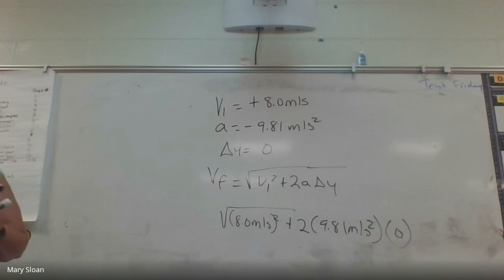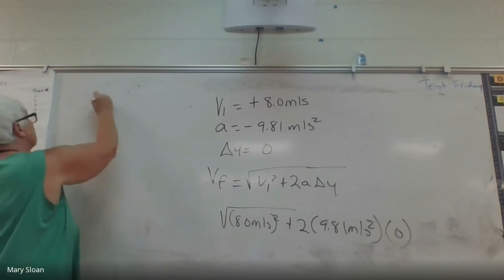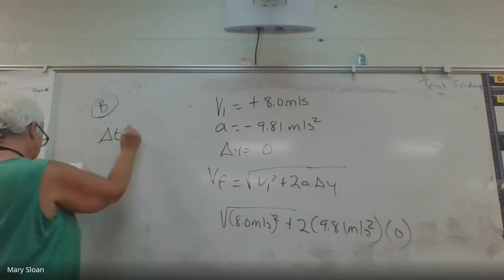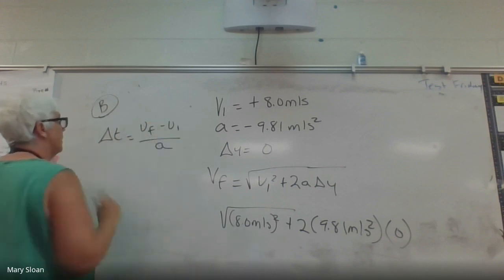All right, what did you get? 8. Is that a negative or a positive? Negative. Can we all agree at 8 meters per second? Negative. Fantastic. Now what we're going to do this time, again, what we've done before, we're looking for what? Looking for change in time, guys. Velocity final minus velocity initial over acceleration.